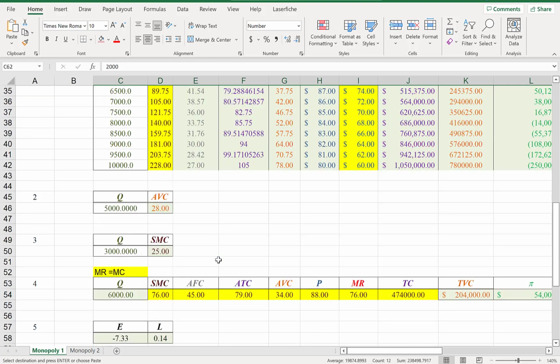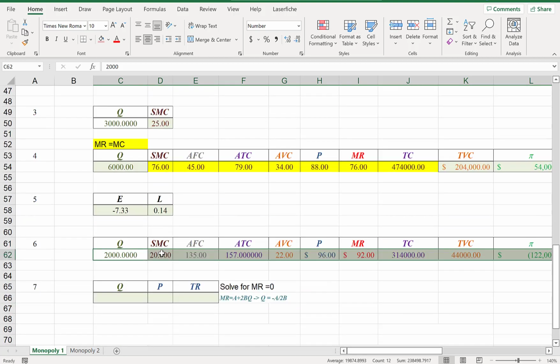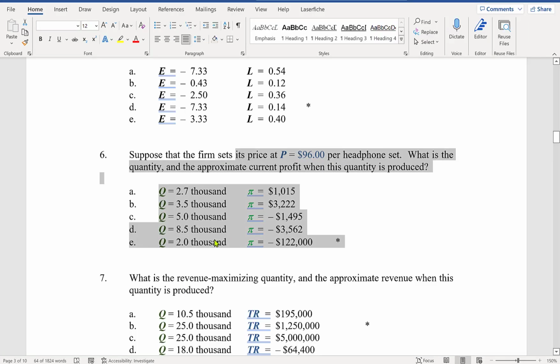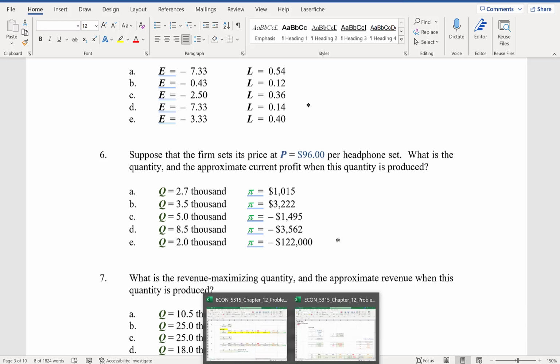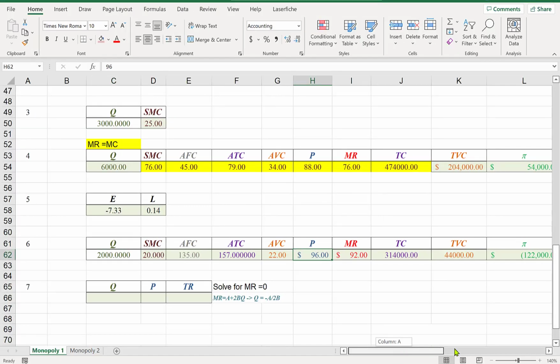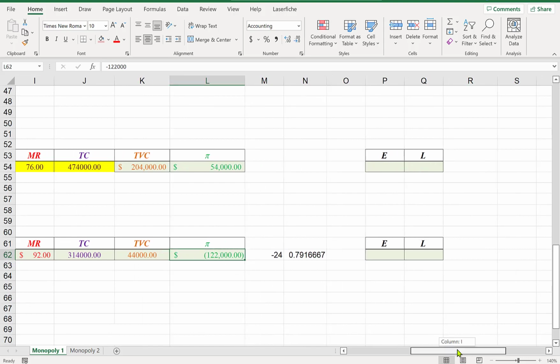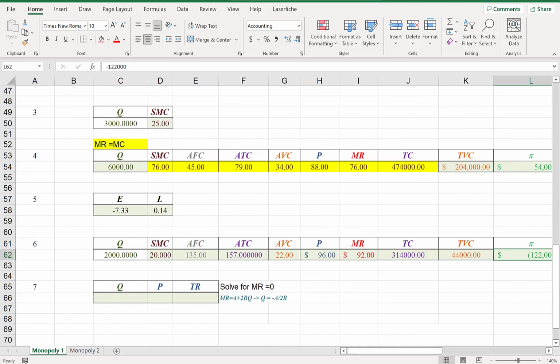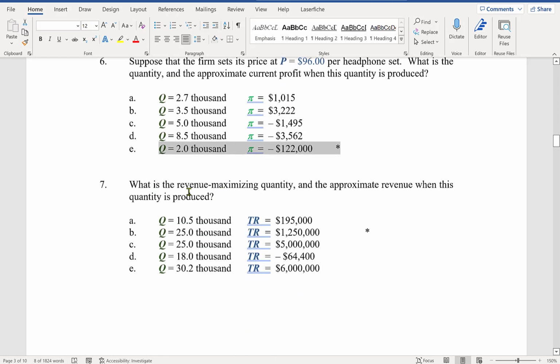So the question is, 2,000 units are produced, right? Price is 96, 2,000 units are produced, and the profit, that looks like the only option. Let's check it out. 2,000 units are produced at $96 and profits are, yes, negative $122,000. Next question. What's the revenue maximizing quantity, and approximate total revenue when this quantity is produced?